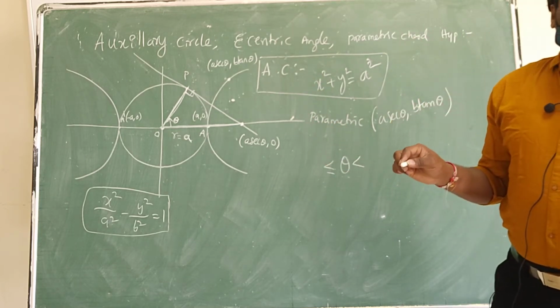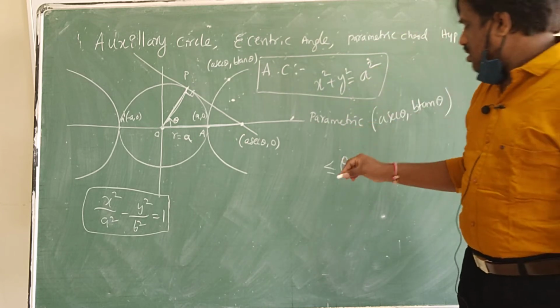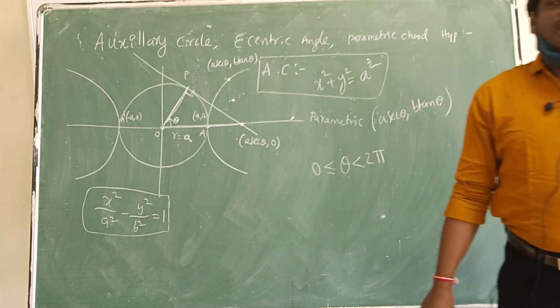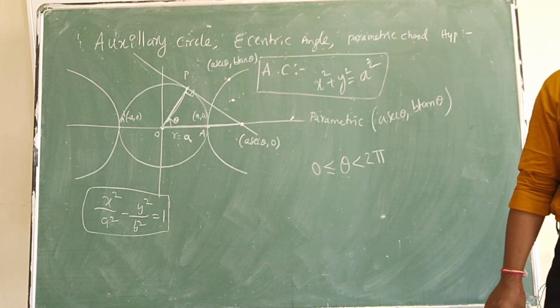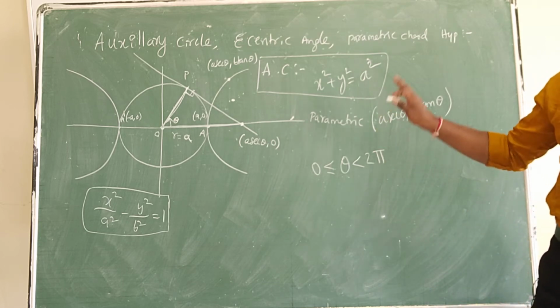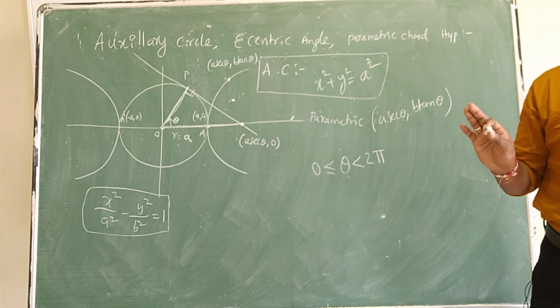What is the range of eccentric angle in ellipse? 0 to 2 pi. What is the eccentric angle range? 0 to 2 pi. We have done many problems also. See, that is what I am telling you. If you are doing conic section, that will be useful for your CET also.